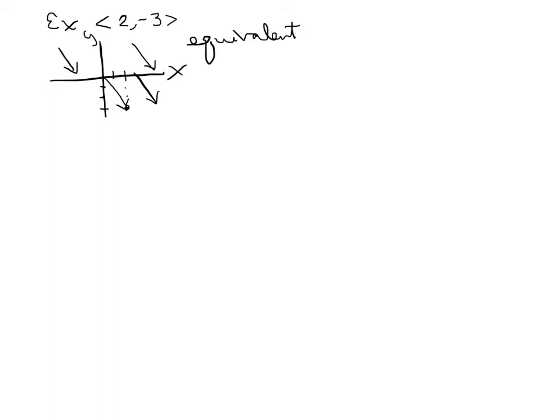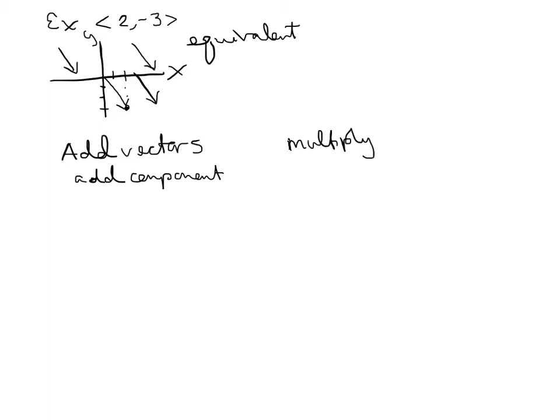If you want to add vectors, you add the components. I'll do an example in just a second, but I also want to do another rule here. If you multiply by a number, then you multiply all components by that same number.